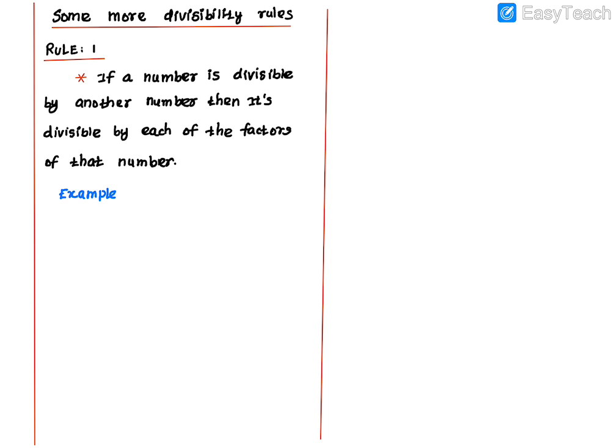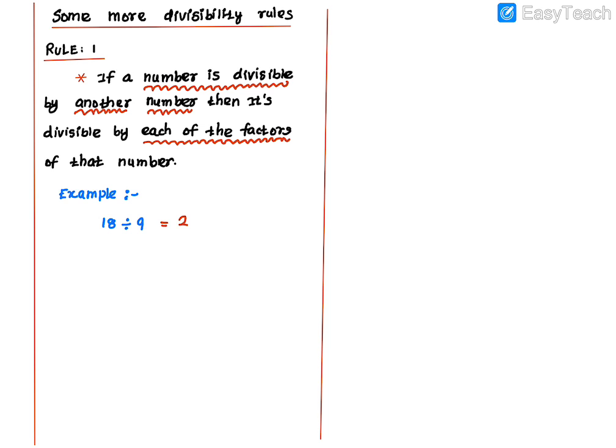In this example, I will take 18 divided by 9. So 18 can be divided by 9. What will be the value? 18 divided by 9 is 2. Here you just note: if a number is divisible by another number, then it is divisible by each of the factors.